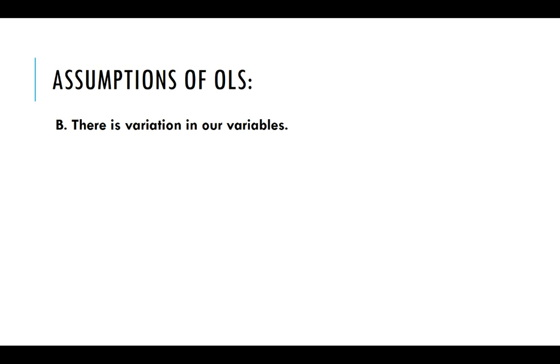Now, what we mean by that is in our data on our variables. In other words, not all values of X can be the same. We must have at least two values. Remember, X is a variable. So we need our variables to have at least two values.